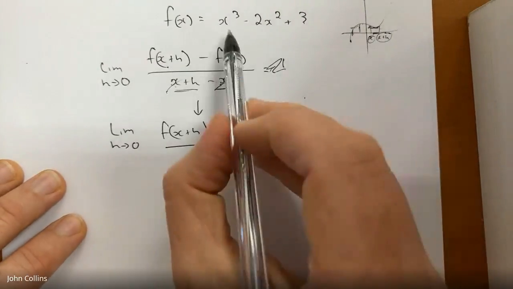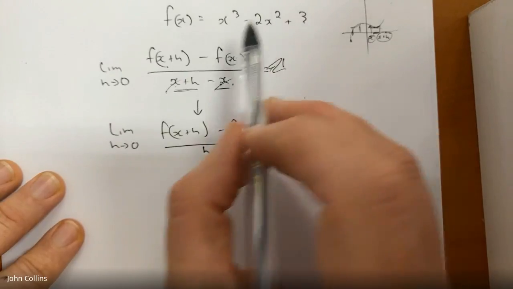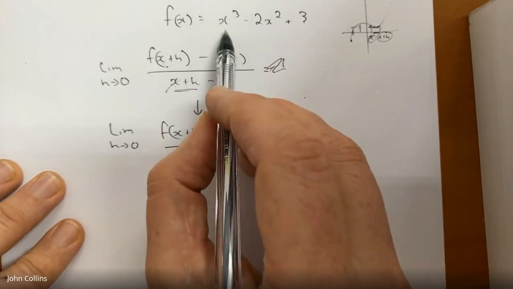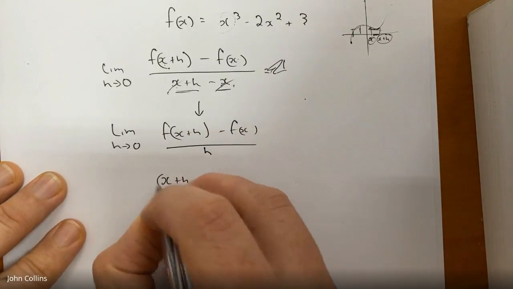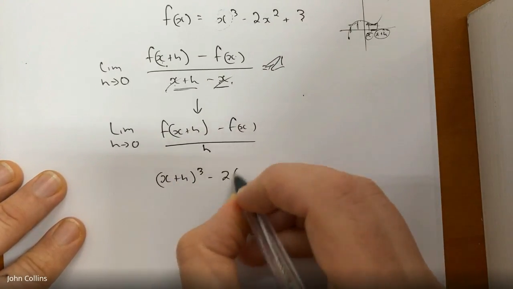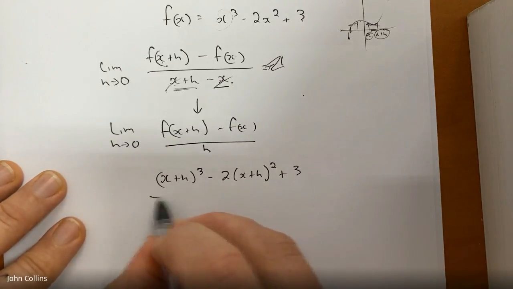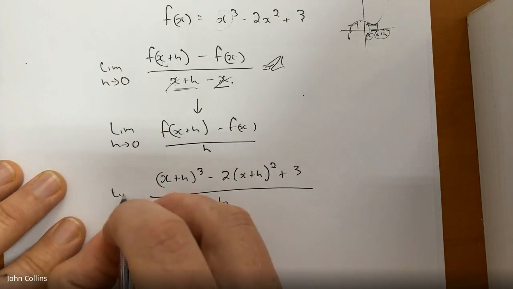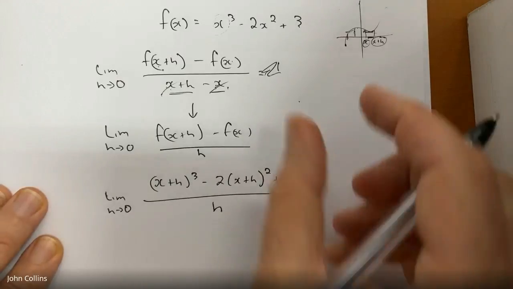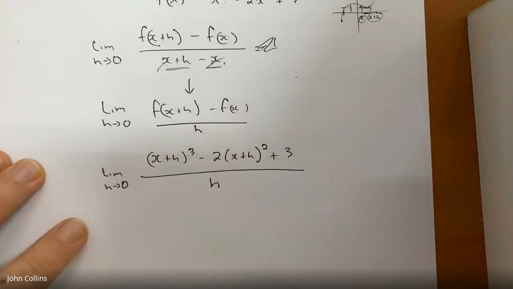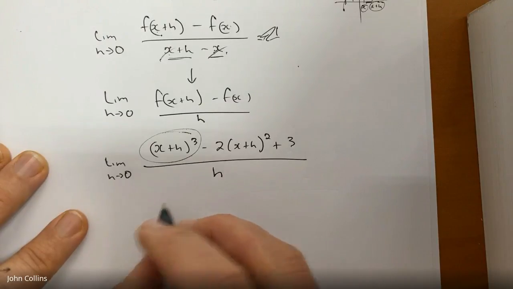Now, we've got to apply that to the function that we have in particular. Okay. So, f(x plus h). Everywhere there's an x, I put in x plus h. (x plus h) cubed minus 2 times (x plus h) squared plus 3 all over h. Still, the limit as h approaches 0 has not been applied yet. I haven't brought these two close together. I'm just talking about it in general. (x plus h) cubed. Anyone know what that would be?